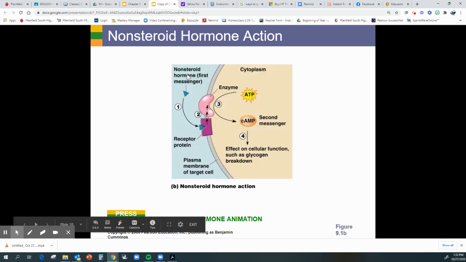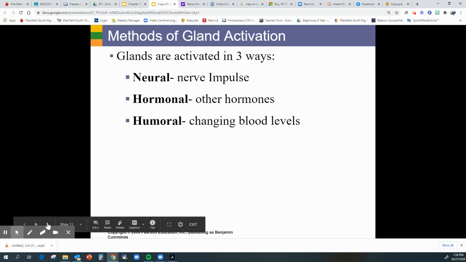You can see the non-steroidal hormone just attaches to a receptor on the outside of the cell, activates an enzyme, and then that enzyme will cause something to happen inside of the cell. Could cause it to speed up the process of making ATP, could cause it to create another specific protein inside of the cell. But again, it's not going to bond with inside of the cell.